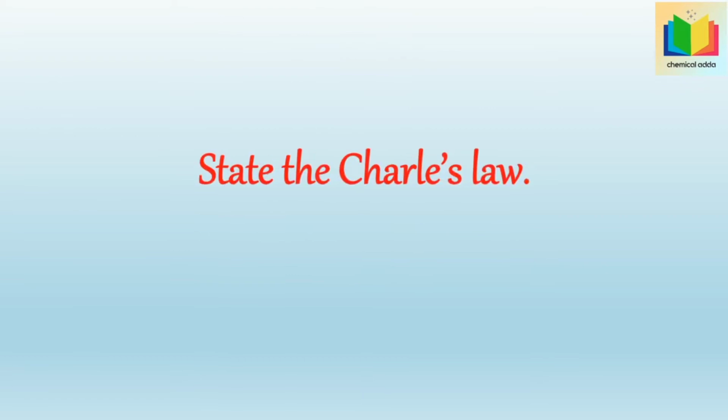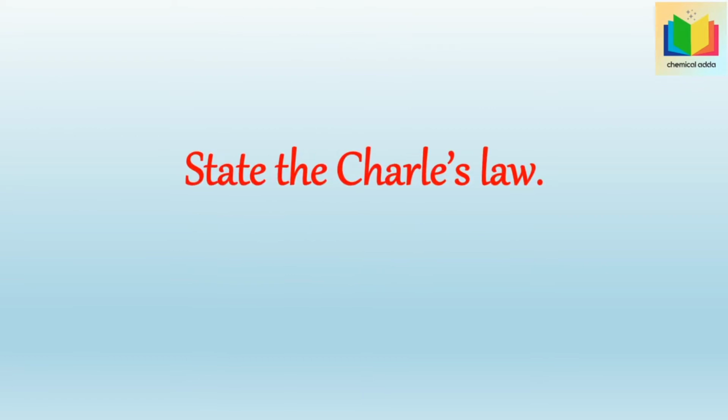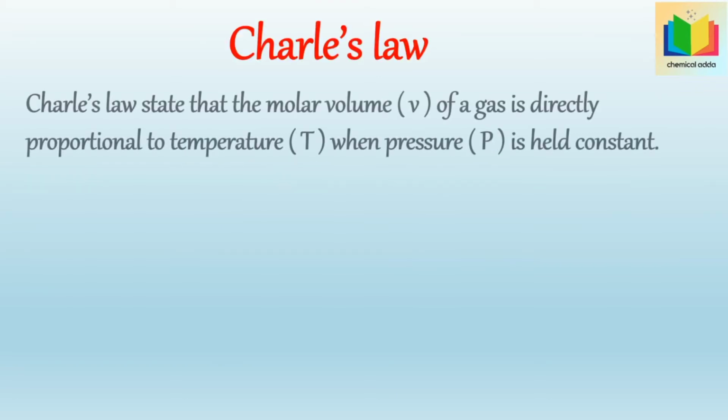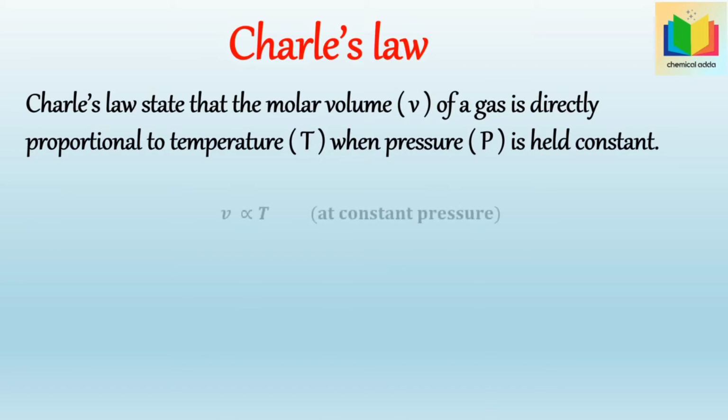Now, state Charles's law. So, Charles's law states that the molar volume of a gas is directly proportional to temperature when pressure is held constant. Hence we can write V is proportional to T at constant pressure. Hence we get V divided by T is equal to constant.